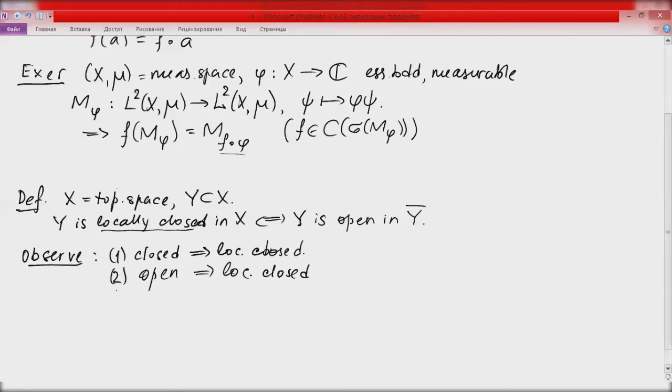Actually, it's a simple exercise to show that a subset is locally closed if and only if it is the intersection of an open set and a closed set. And also, it's rather easy to give a local characterization of locally closed sets. Maybe I'll not explain this now because we will not need it.